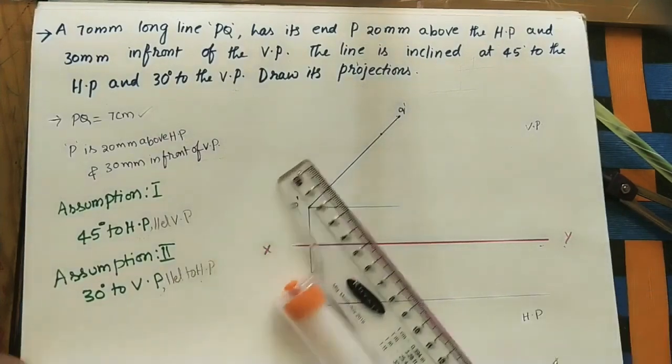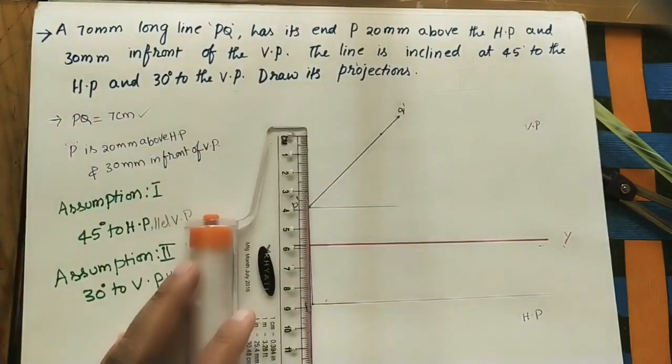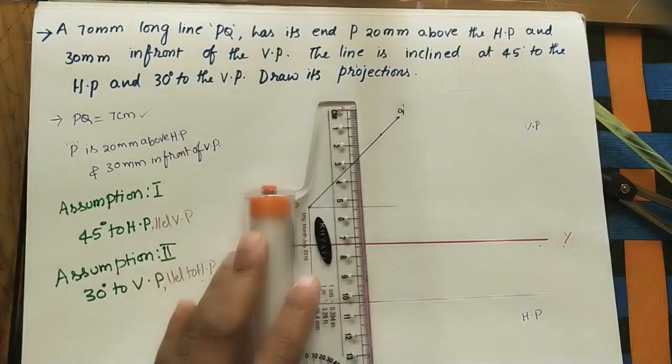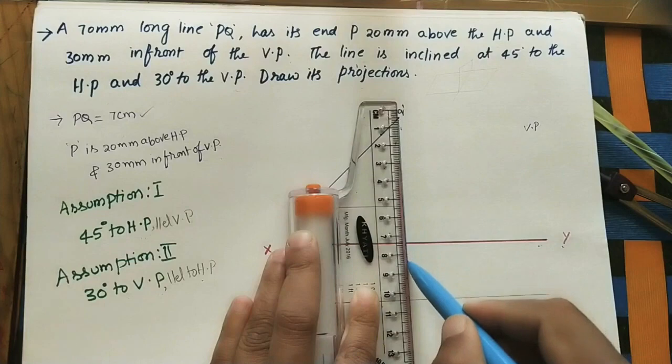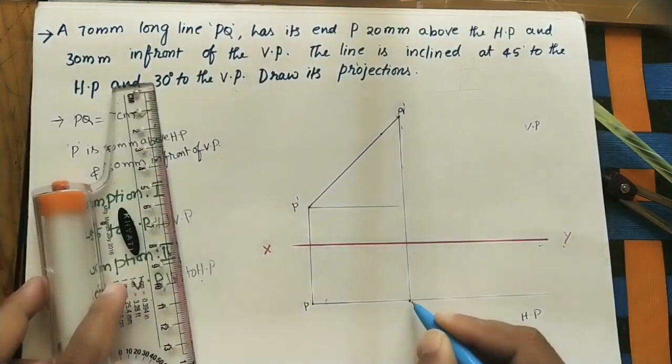And after that, at Q dash, do the projectile line. Take this as the reference. Here at Q dash, always remember projectile lines are in light color. Okay, and this is the Q.